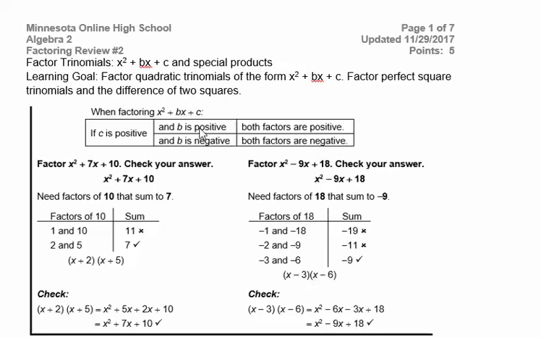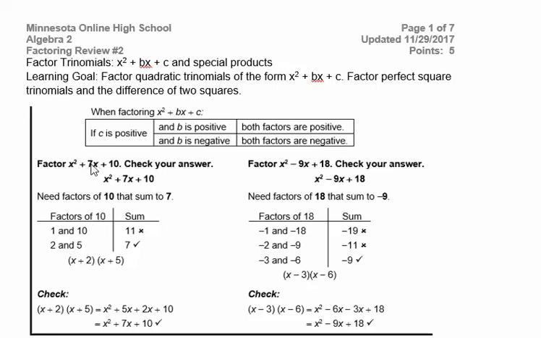plus c. If c is positive and b is positive, then both factors are positive. If c is positive, the last term, and b is negative, then they'll both be negative. So we'll start with this kind, and then we'll look at what to do if c is negative. So here's an example, x squared plus 7x plus 10.